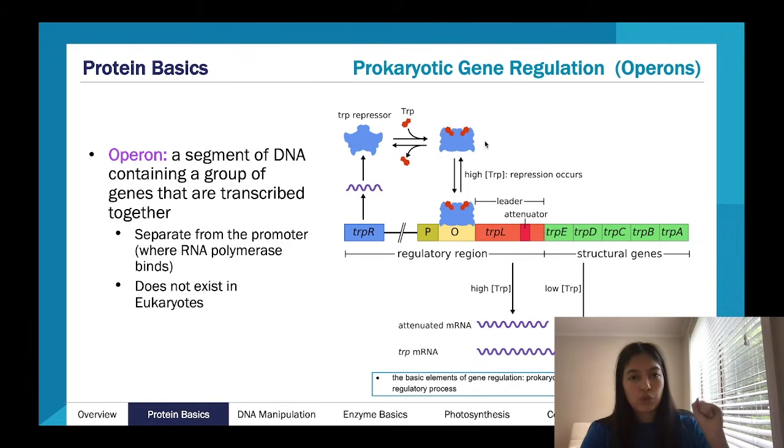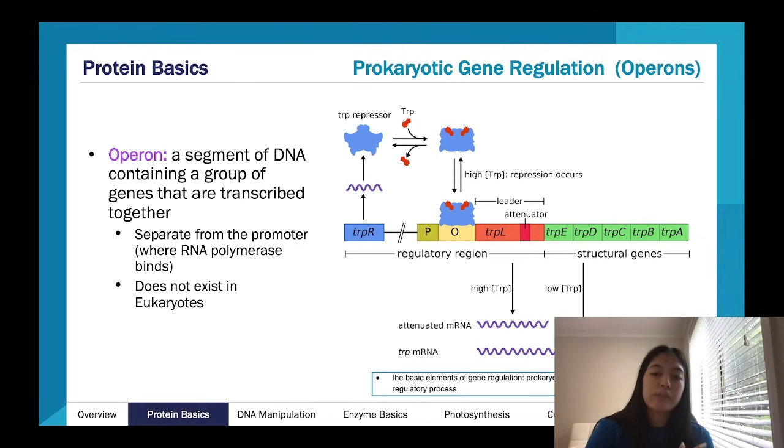The repressor wants to repress. It will sit on the operator. And remember, RNA polymerase binds here to the promoter. RNA polymerase will not be able to get through. It cannot transcribe that gene. We're not going to get more tryptophan. That's the basic gist of it.